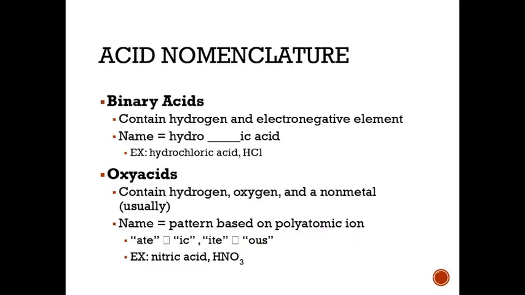Now let's talk about how we actually name acids. There's a system here. Binary acids are the simpler category. They've got just hydrogen plus 1 electronegative element, and we name them by saying hydro, then the element's root, then -ic acid. Think hydrochloric acid. Oxyacids are trickier because they contain hydrogen, oxygen, and usually a nonmetal. The naming pattern depends on the polyatomic ion suffix. If the ion ends in -ate, the acid ends in -ic. If it ends in -ite, the acid ends in -ous. This is why nitric acid comes from the nitrate ion. That's the naming pattern in action.